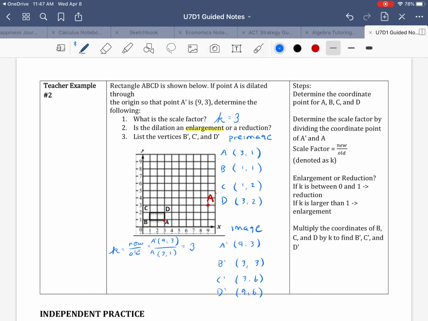All right, and then if we just plot those points real quick, 3, 3 is going to be right here. 3, 6 is here. And right here will be 9, 6. So this is B prime, C prime, D prime. We get our transformed rectangle over here that looks just like this, and we can tell that it is quite a bit larger than our initial rectangle.